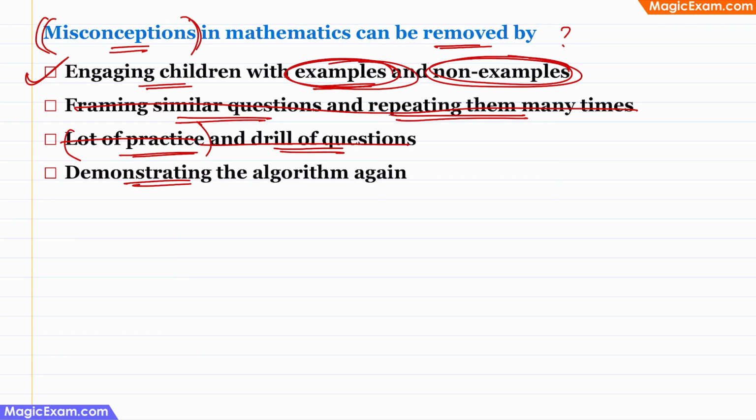Then demonstrating the algorithm again. You have used a particular step or you have used a particular process to solve a problem. So if you keep demonstrating the same thing again and again, if children have not understood the concepts, then repeated demonstration is also not going to help them. Therefore, all these three can be discarded. So only by giving enough examples, you can clear the misconceptions or doubts of the children.